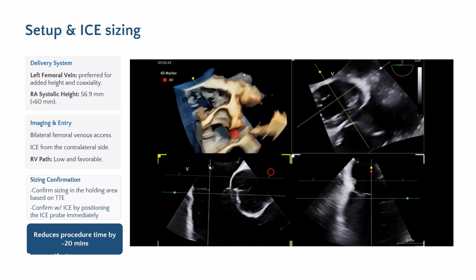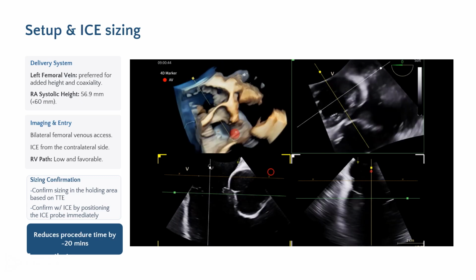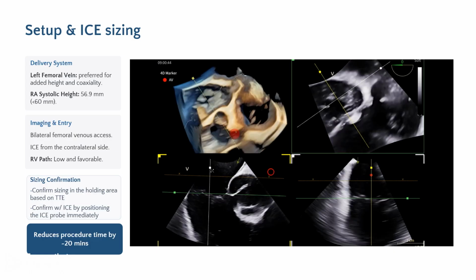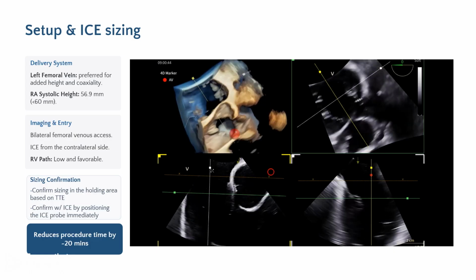One little efficiency point that I'll say is that we usually resize the valve both in the holding area, and as soon as we get access, we put the ice probe in the RA to resize, and that can save you about 20 minutes. If you do a whole bunch of work to get access on both sides, and don't size in the holding area, then you've probably wasted about 20 minutes during the case waiting to get the sizing and then the device to be prepped.